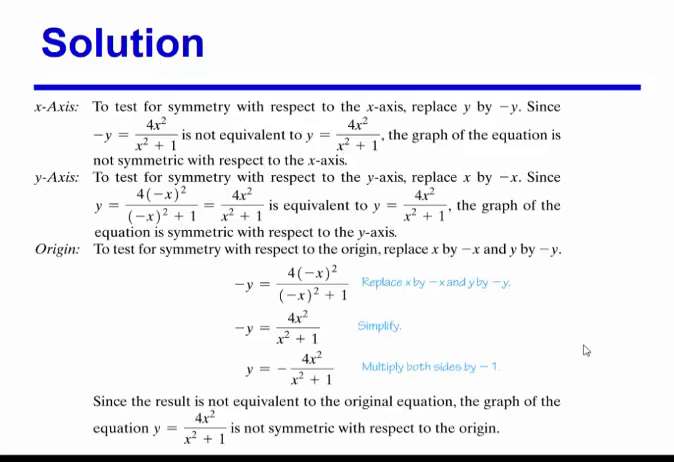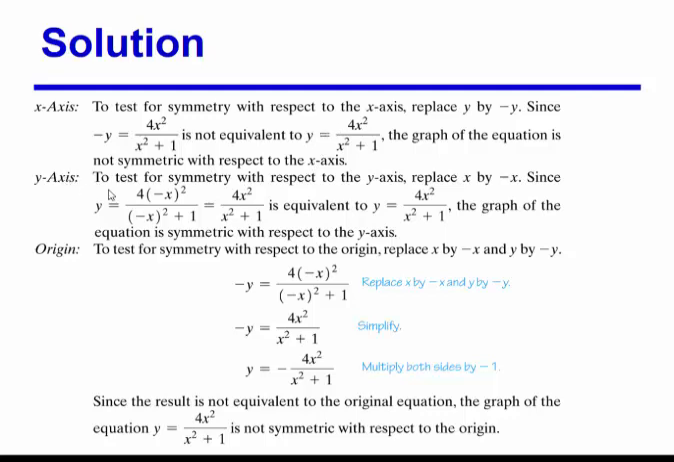So here we're testing this equation for symmetry. The first thing here is we're going to replace y with -y. Now, since -y equals 4x squared over x squared plus 1 is not equivalent to the original, the graph is not symmetric with respect to the x-axis.